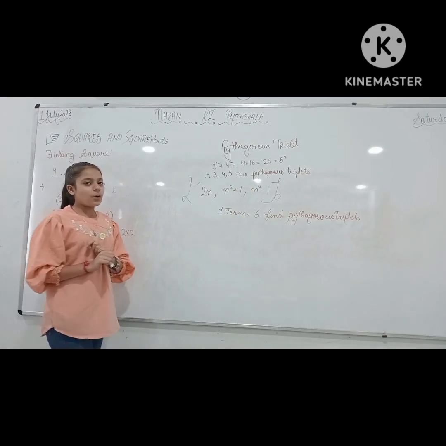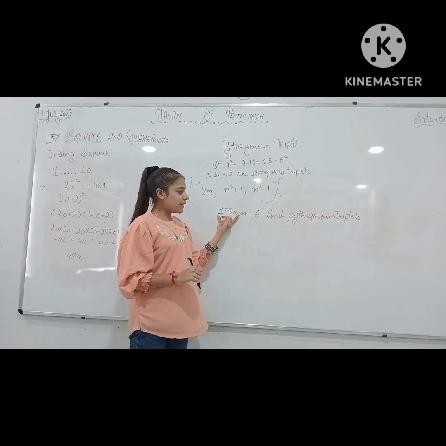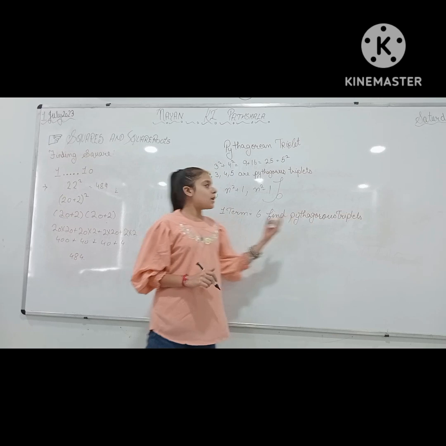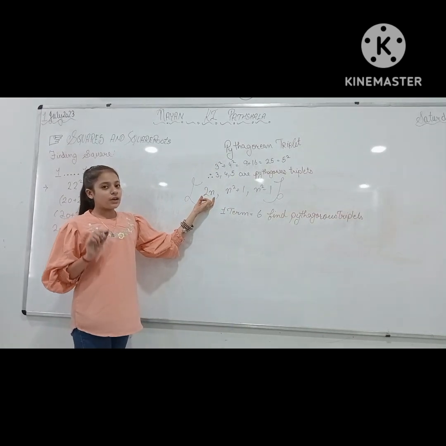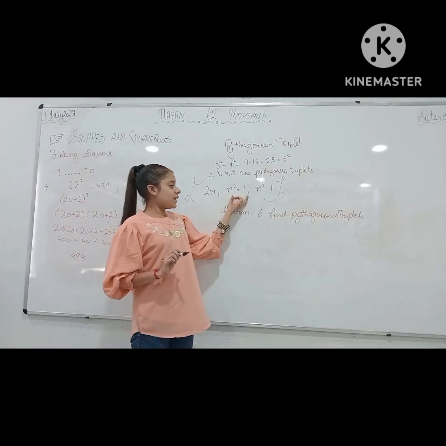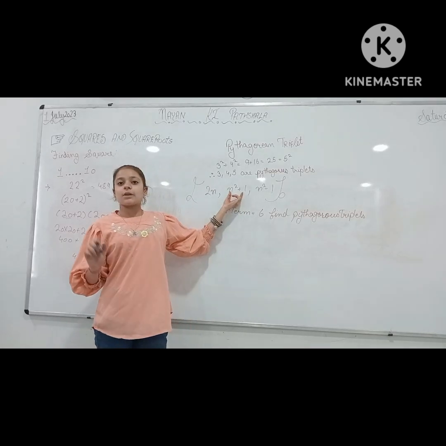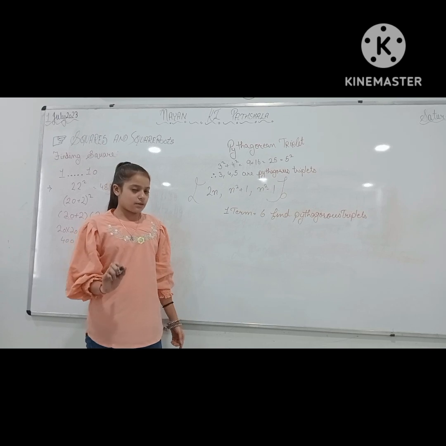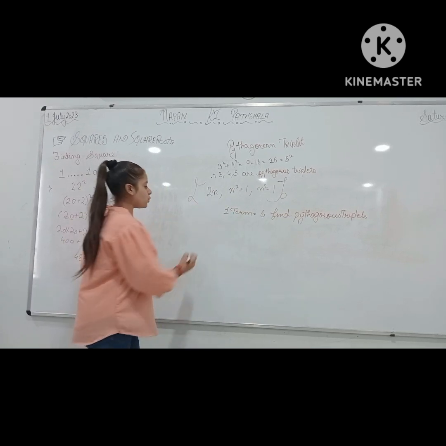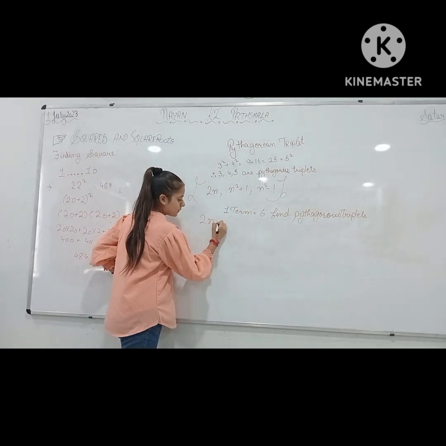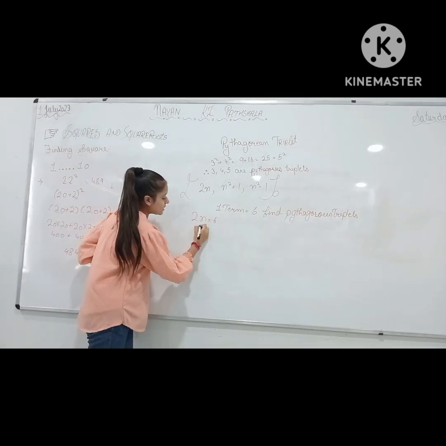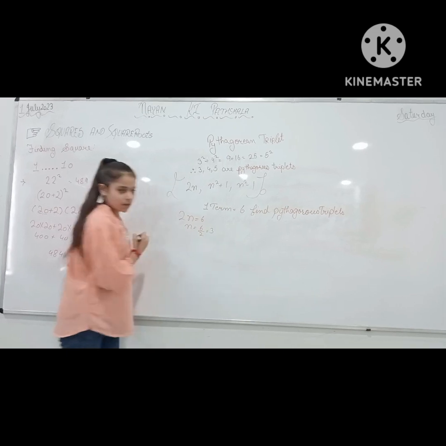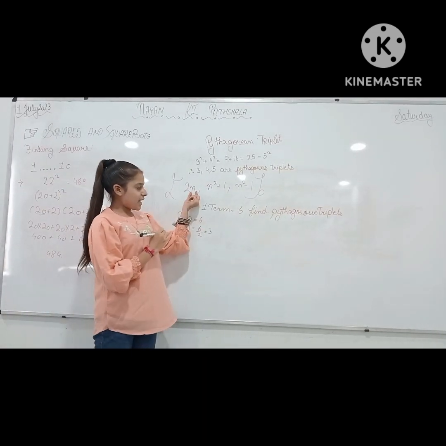Let us find out with an example. If one term is 6, then we have to find Pythagorean triplets. So one term we will take 2n always, because if we take 6 as the value of n square plus 1 or n square minus 1, we will not be able to find out the answer. So taking 6 as 2n, n is equal to 6 over 2, which is 3. So we got our n, that is 3.